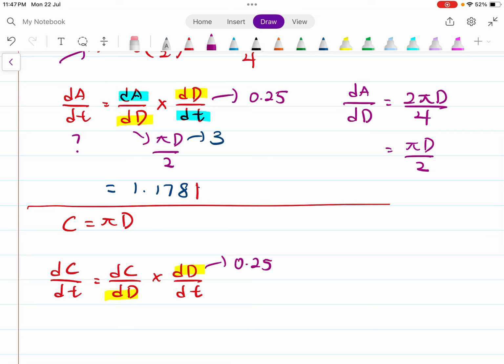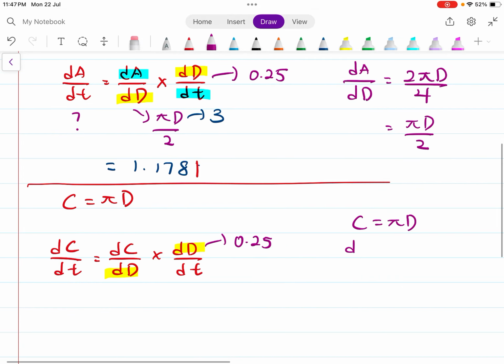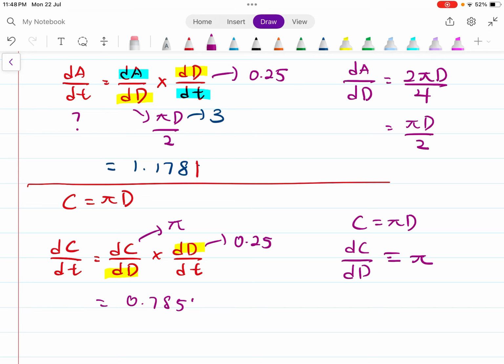So for C equal to pi D, dC/dD will give you just pi. So this will give you pi times 0.25, which is about 0.7854. Yep, so that is how you actually do this question.